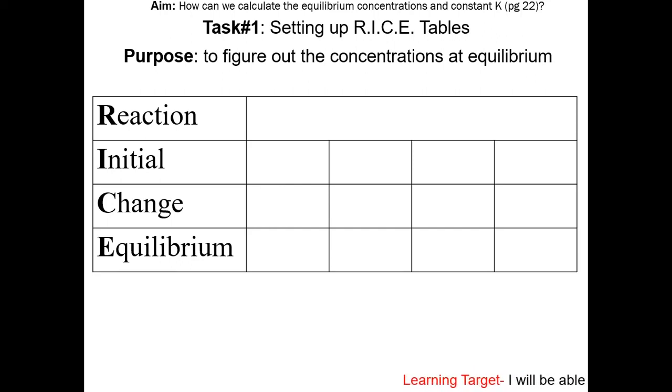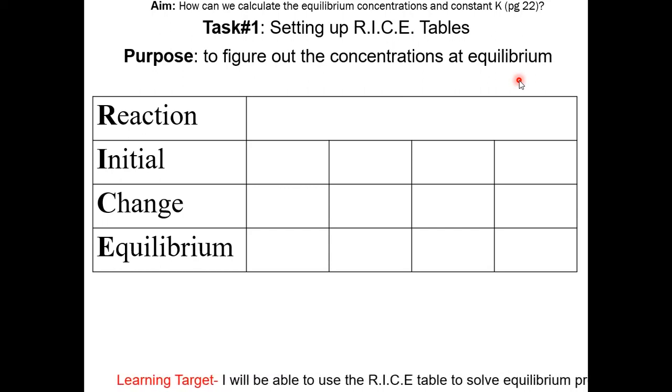This time, we are not given the equilibrium concentration, but we're given the initial concentration. So the purpose of the RICE table is to figure out the concentrations at equilibrium. You can also figure out the partial pressure at equilibrium if you're given the initial partial pressure.